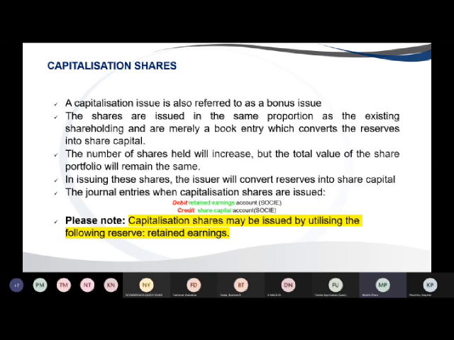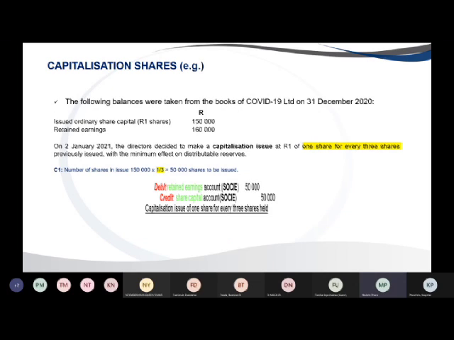Let's go to the next slide. By way of an example, slide 10 was more about giving the background on how you'll account for that on a technical theory level. So let's get that. The following balances were taken from the books of COVID-19 Ltd at December 31, 2020. They had issued ordinary share capital of R1 shares equal to 150,000.